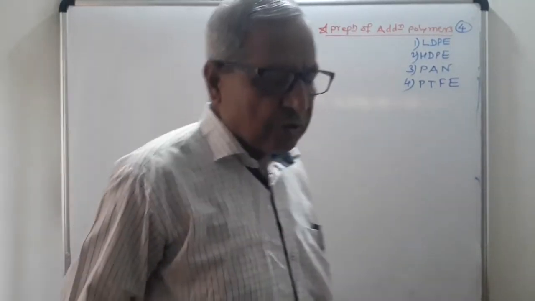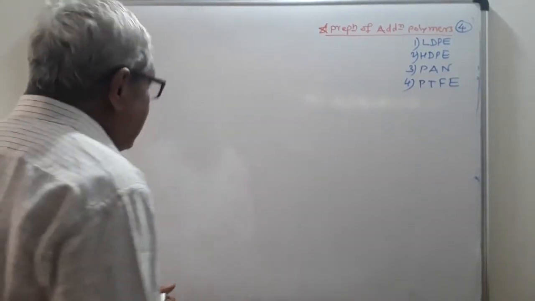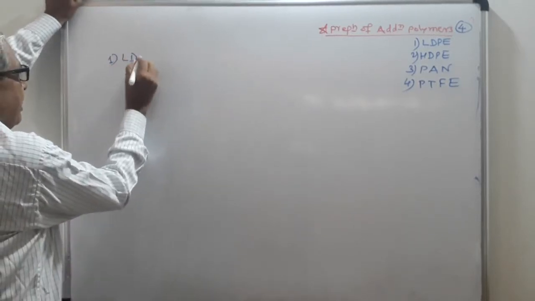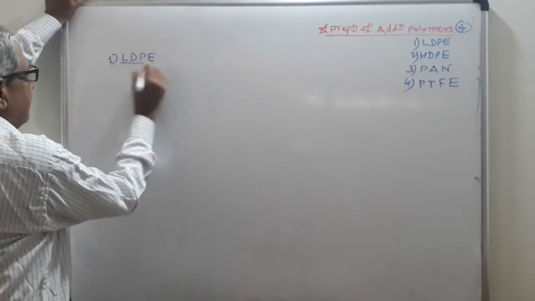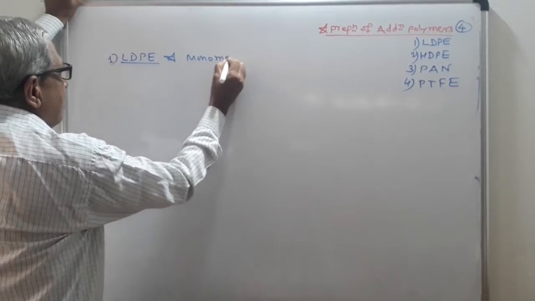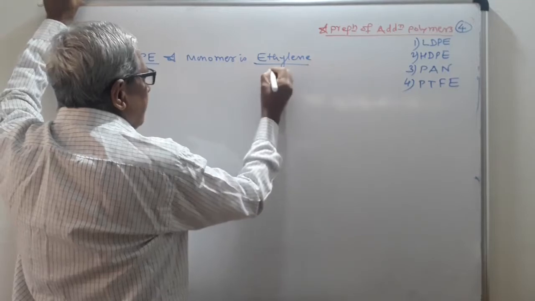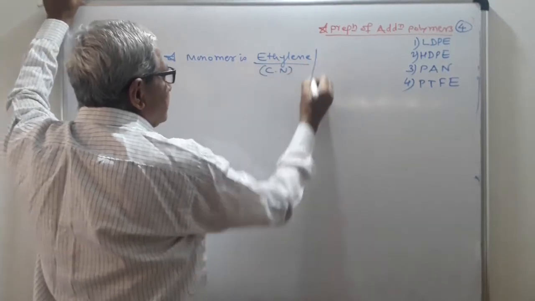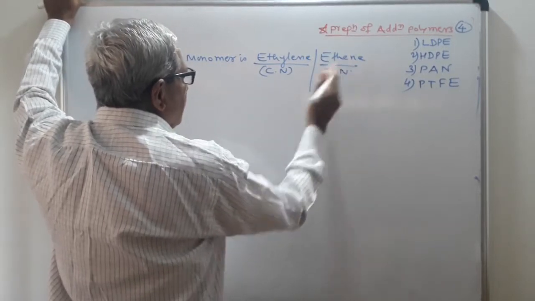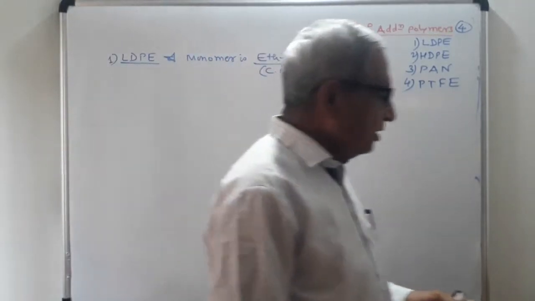So in this case you have to learn the preparation, that is the synthesis, of the 4 addition polymers. See the first addition polymer, that is LDPE, low density polyethylene. Remember that in this case the monomer is ethylene. Ethylene is a common name, and its IUPAC name is ethene. So you can also call it polyethylene.